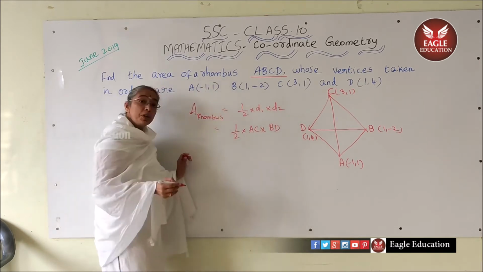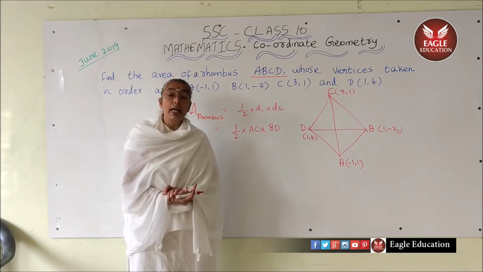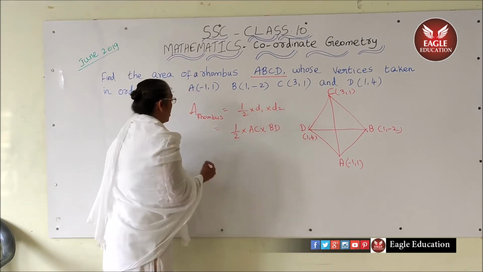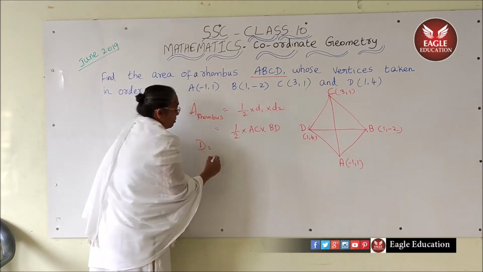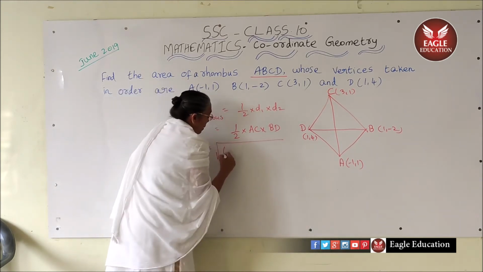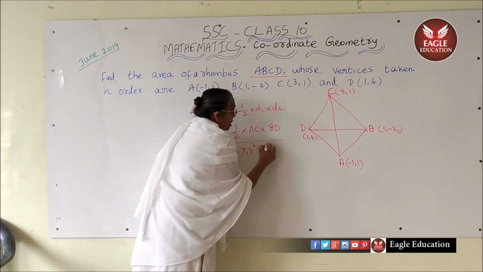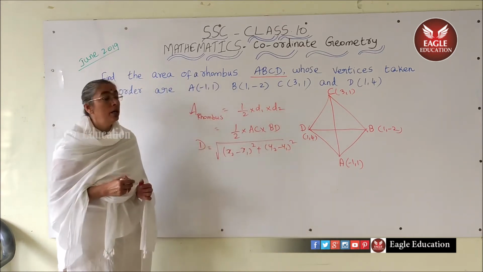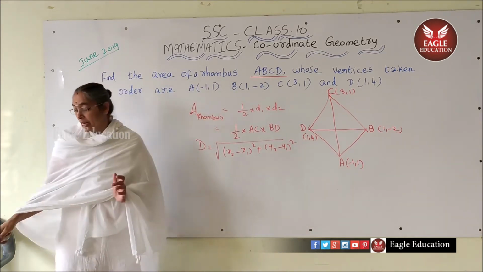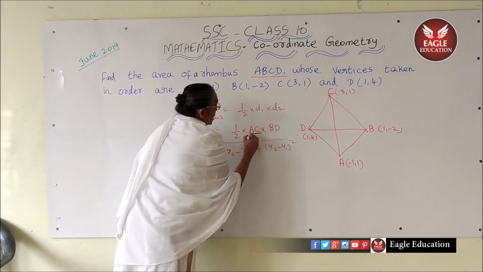Now, how to get AC distance? We can find distance AC and BD using the distance formula. What is the distance formula? The distance between 2 points x1, y1 and x2, y2 is given by root over x2 minus x1 whole square plus y2 minus y1 whole square. Using this formula, we are going to find the area of the rhombus. First, let us find the distance AC.